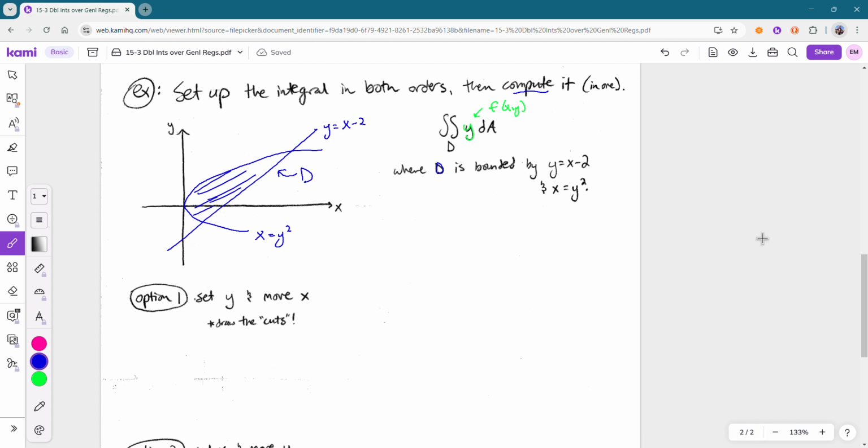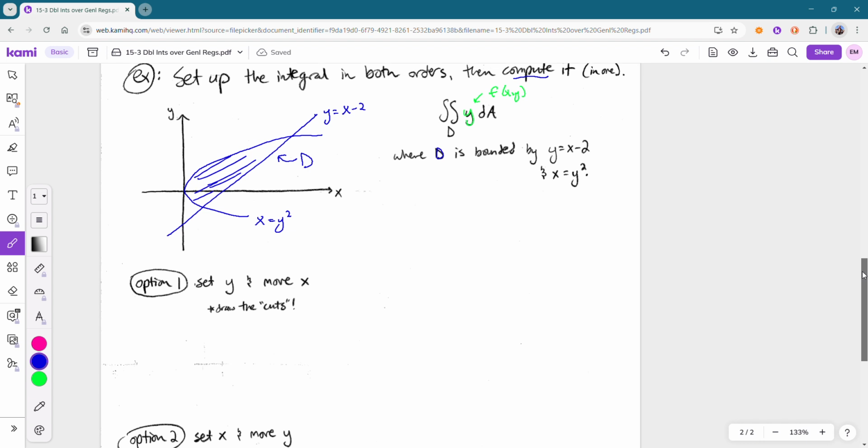Okay, so we have two directions to cut. One where we set Y, move X, one where we set X and move Y. In just a second, pause the video and see if you can draw in your cuts, figure out what your start-stop instructions are, and set up the integral in both of these ways. Once you've done that, pick the one you like best and compute it. Pause the video and see what you can do.